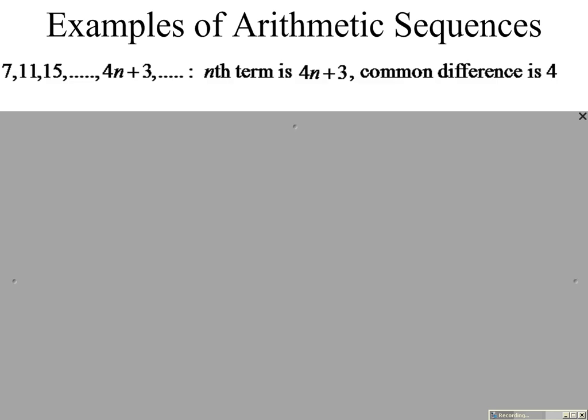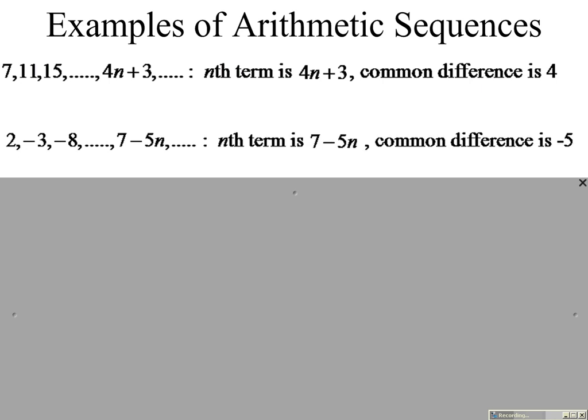First one here, you can clearly see that we are adding 4 each time. 7 plus 4 is 11, 11 plus 4 is 15, and so on. The nth term is defined by 4n plus 3. In other words, if we plug 1 in here, 4 times 1 is 4, plus 3 is 7. Plug 2 in here, 8 plus 3 is 11. That's how we can get each of the terms.